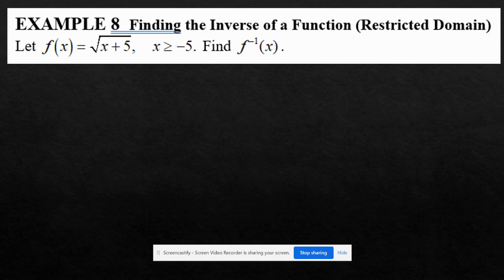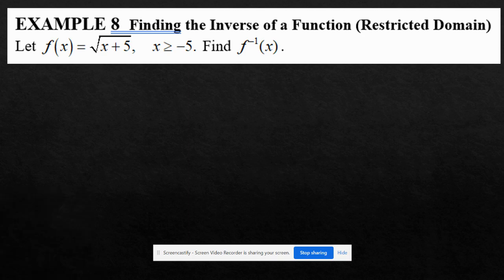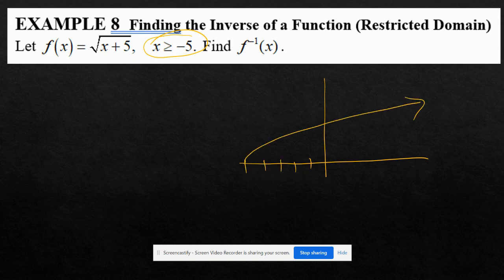Example 8, we really don't solve this any differently. The only part that we would have to worry about in this graph is that the domain restriction will change our domain of our inverse function as well. But if all we're trying to do right now is find the inverse function, we're not going to worry about the domain, we're just going to find the inverse function. Then if I graph this, it's going to look like that.